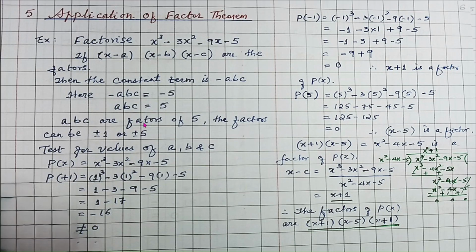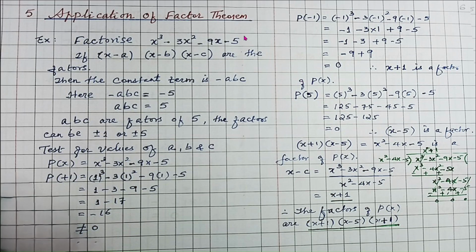So now by inspection we have found out that x plus 1 is a factor and x minus 5 is a factor. Okay, but we need one more factor, and for that we will multiply the two factors, x plus 1 into x minus 5. Since x plus 1 is a factor and x minus 5 is a factor, the product also is a factor. Therefore x plus 1 into x minus 5 is x squared minus 4x minus 5. Therefore this is also a factor of this.